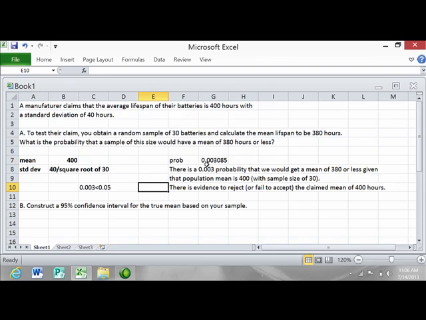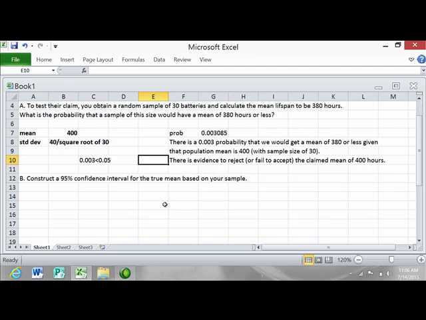That 0.003 is sometimes called the p-value. So we have evidence to not accept the claim that the manufacturer is making because there's a very small chance that we would get a mean of 380 from a sample size of 30 if that were true.